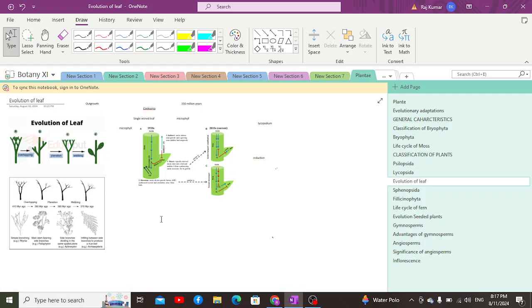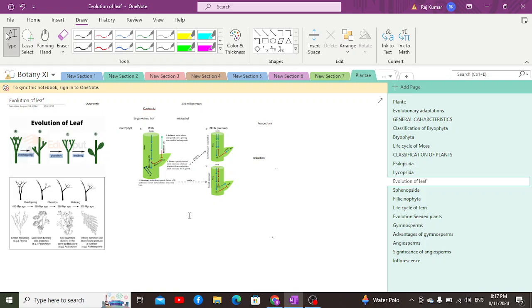When it comes to the evolution of polyvein leaves, these evolved from single vein leaves, because it's an evolutionary line of origin. Gradually there is complexity going on in the structure.